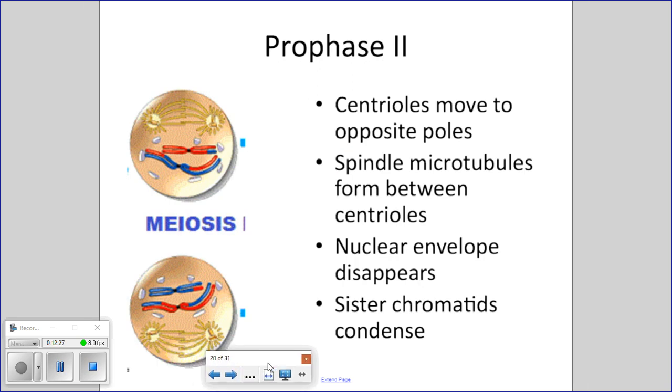In prophase 2, the centrioles will now move to the opposite poles. Spindle microtubules will form between the centrioles, the nuclear envelope will disappear, and the sister chromatids will condense. So the same series of events as in prophase 1 occur in prophase 2, just now this time we have 2 cells where this is occurring, whereas in prophase 1 it was just 1 cell.